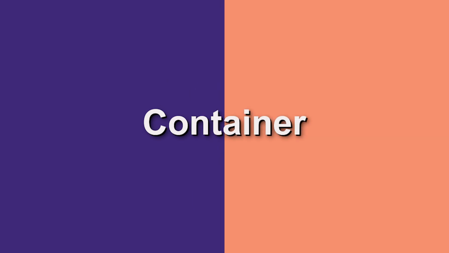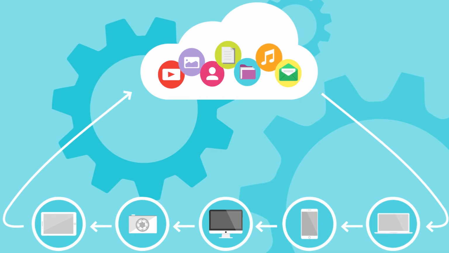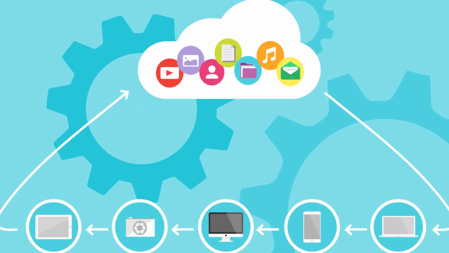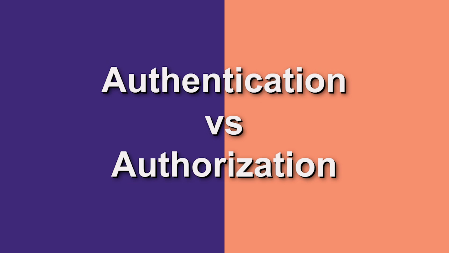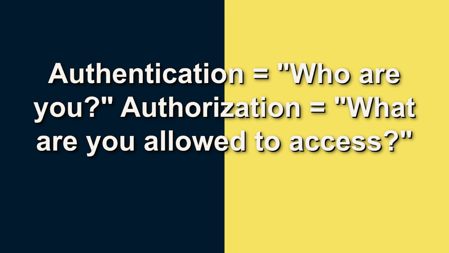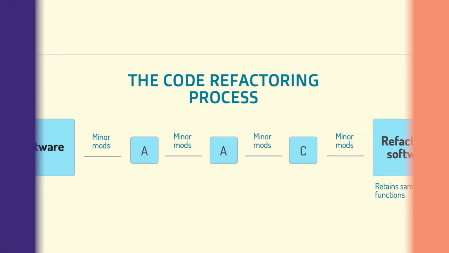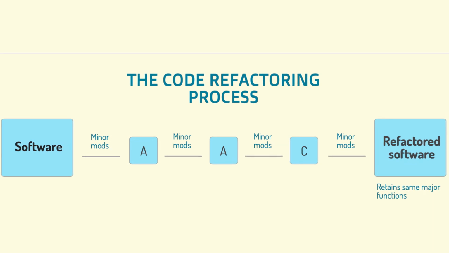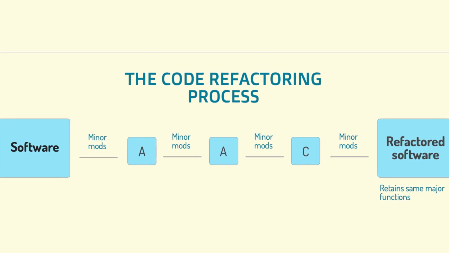7. Container. A method of running applications in isolated, portable environments that work across any system. 6. Authentication versus authorization. Authentication equals who are you? Authorization equals what are you allowed to access? 5. Refactoring. Rewriting code without changing what it does to improve readability and performance.